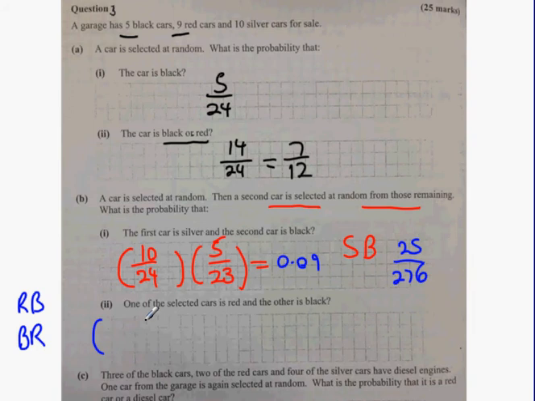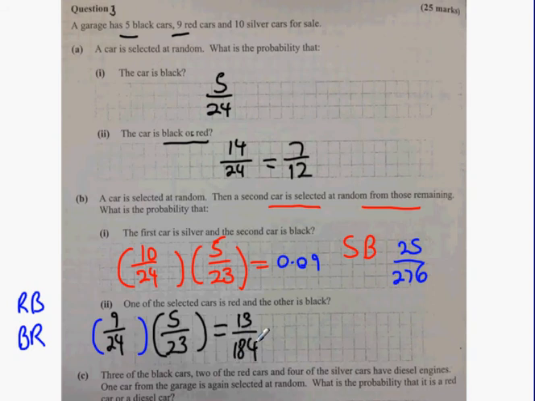So, how many red cars do we have? We'll do red, black first. How many red cars do we have? 9 out of 24. We're going to pick a second car out of 23. How many black cars do we have? 5. What's the answer for that? You just multiply. Just in fraction mode would be grand. 15 over 184. Paddy, what's wrong? Question on the marking of my question. Mark it with an asterisk and come to me at the end of class.